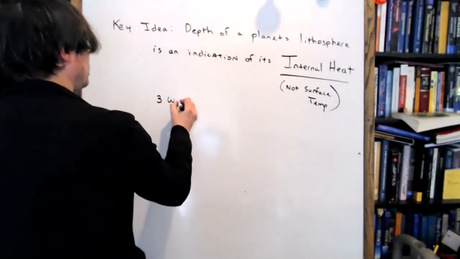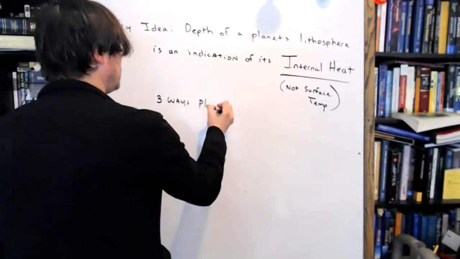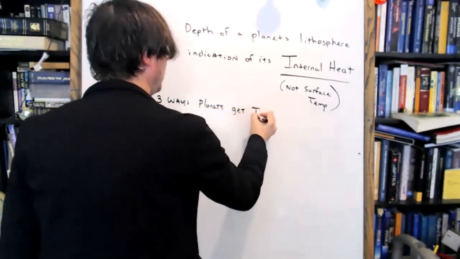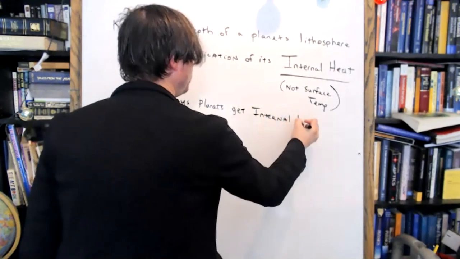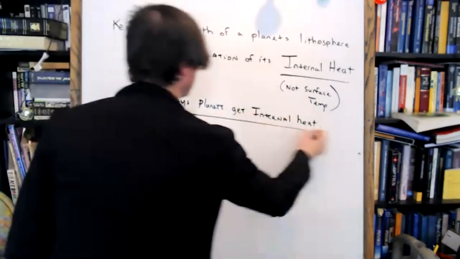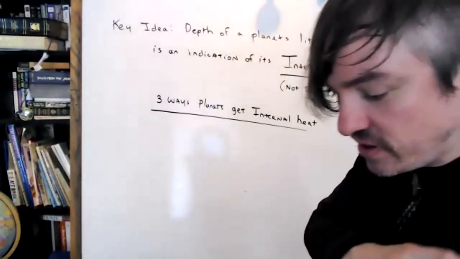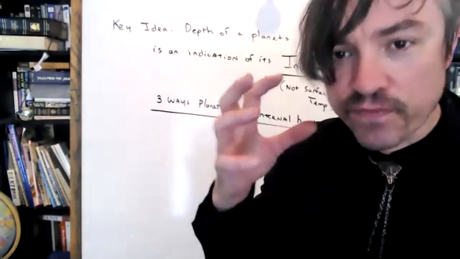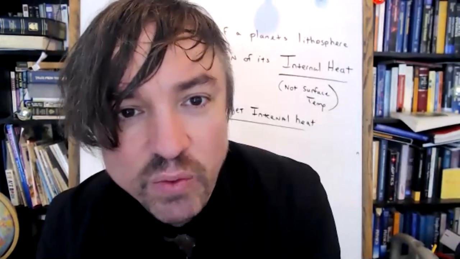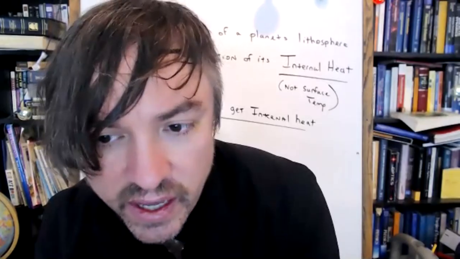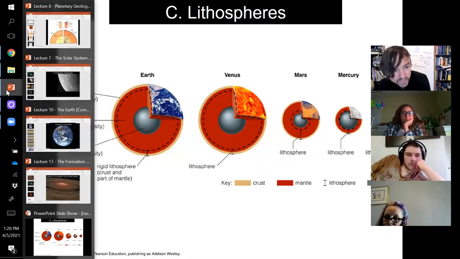Let's talk about sort of three ways planets get internal heat. The first idea is that when a planet forms 4.6 billion years ago, it would have been so hot that it would have been glowing. Earth's surface would have been glowing almost like a star. Basically, the surface of Earth probably would have looked like volcanic lava, just liquefied glowing rock. And the reason why has to do with how a planet forms.